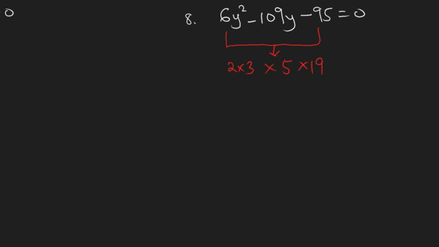So what do we do next? How do we get the numbers to multiply, or the factors to use? We can do 19 times 5. 19 times 5 gives us 95. 2 times 3 gives us 6. There's no way we can manipulate 6 and 95 to get 109. So we cannot multiply this and this.